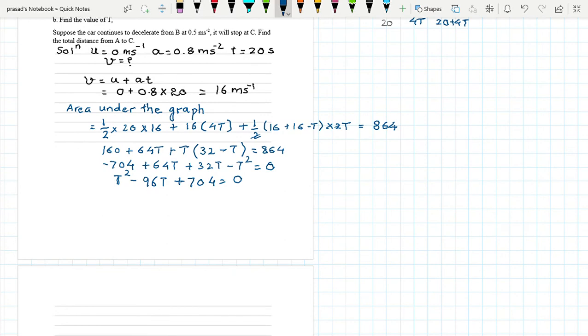Now I can just solve this using the calculator, which gives me two values of t. t is equal to 88 or t is equal to 8. But it is given that t is less than 20, that means t is 88 is not possible, and hence the only value of t acceptable is t is equal to 8 seconds.